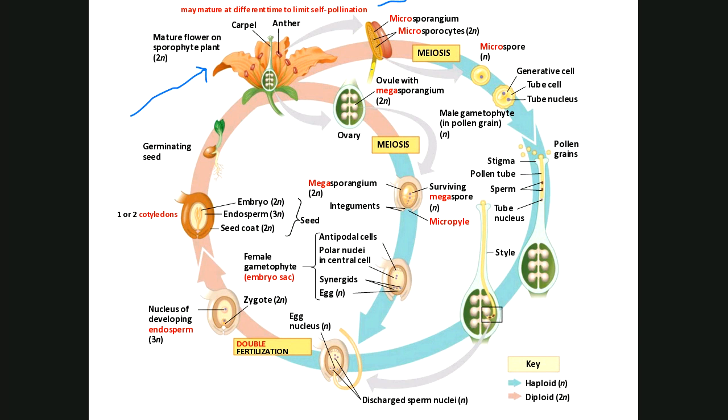The microsporangium produces the microsporocytes. The microsporocytes divide through meiosis, so that's variability again, and make a microspore. That microspore then divides into a tube cell, a generative cell, and a tube nucleus. The male gametophyte, that microscopic male gametophyte, is inside of that pollen grain.